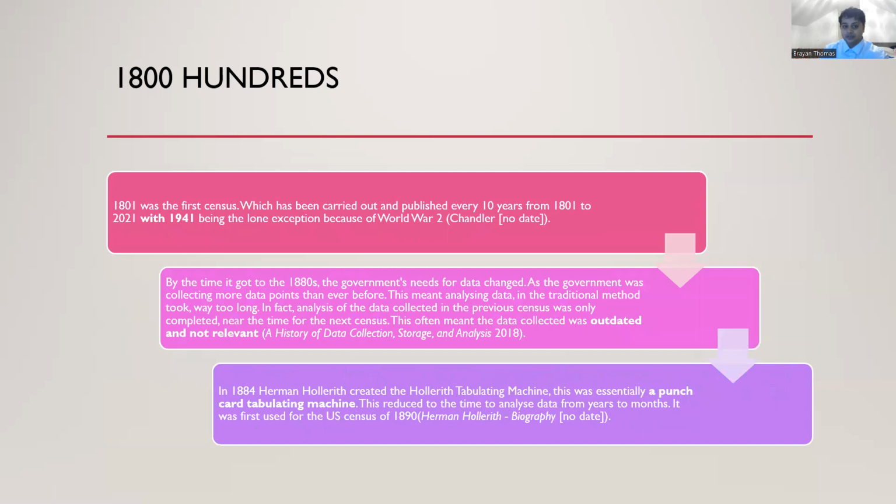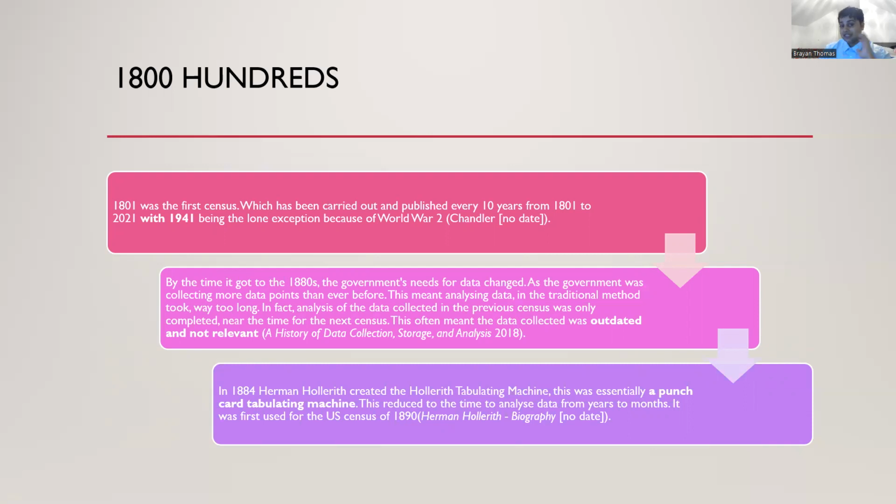Now let's move on to the next major step in data collection. In the 1800s, 1801 was the first instance of the census, which has been carried out and published every 10 years from 1801 to 2021, with 1941 being the lone exception because of World War II. This is still used today. You cannot understate how the census influences politics, our lives, and what decisions governments make in the future.